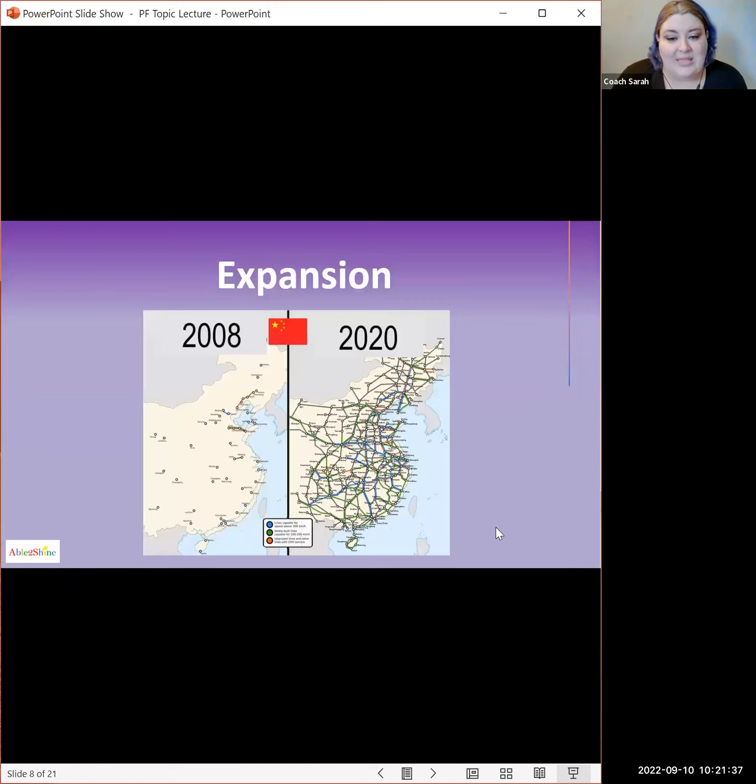And so we can see from 2008 to 2020, the train lines exploded. The image speaks for itself. It was a massive undertaking by the Chinese government to get this done, but it has created a form of transportation in their country that is more reliable than airline travel. It is quick, it is cheap, it is efficient, and it's widely used by the public.